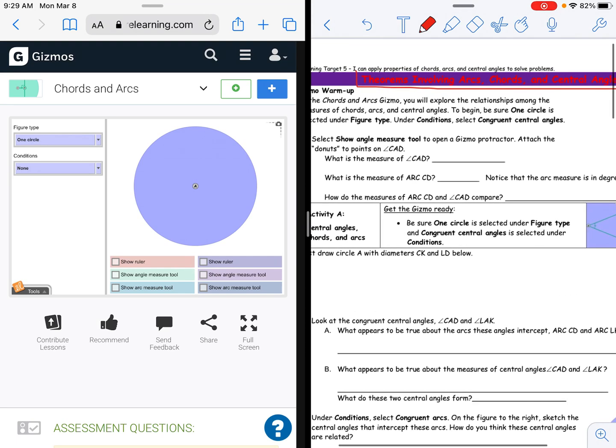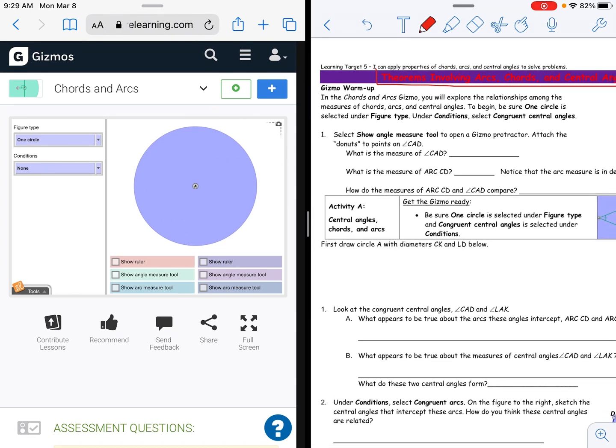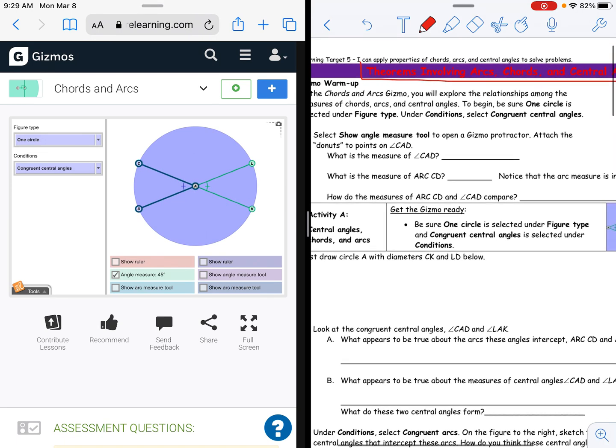So we're going to be investigating the relationship of measures of chords, arcs, and central angles. To begin, we're going to make sure one circle is selected under figure type, and under conditions, we're going to select congruent angles. All right, congruent central angles. So what's the measure of angle CAD? Let's go to show angle measure CAD. It was 45 degrees.